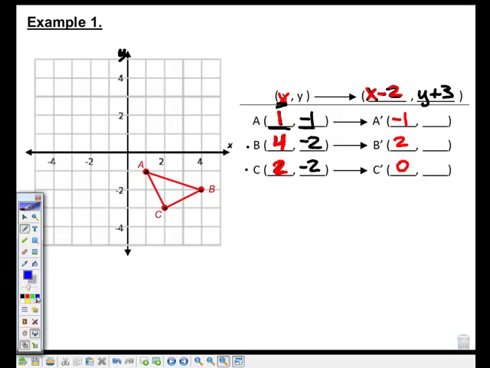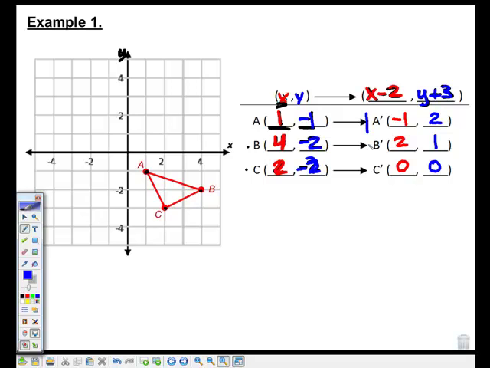If we now look at the rule for the y points, it says we're supposed to take y and add 3 to it. So the y points being these, it'll be the negative 1 plus 3, which is going to give us 2. The negative 2 plus 3 is going to give us 1, and the negative 2 plus 3, and I actually have that as the wrong point, that's supposed to be negative 3. Negative 3 plus 3 is going to give us 0.